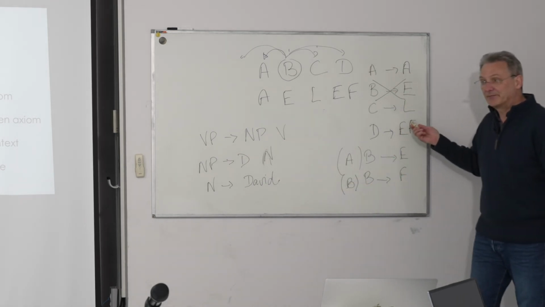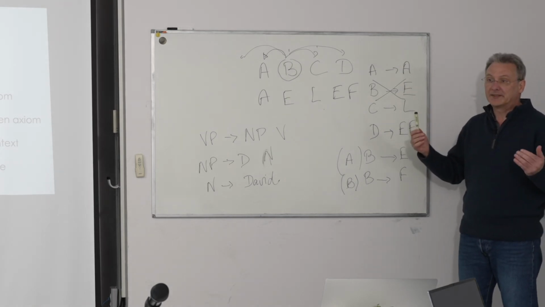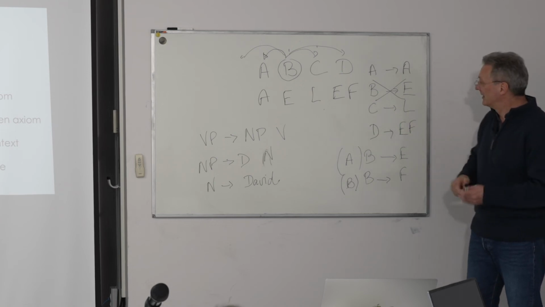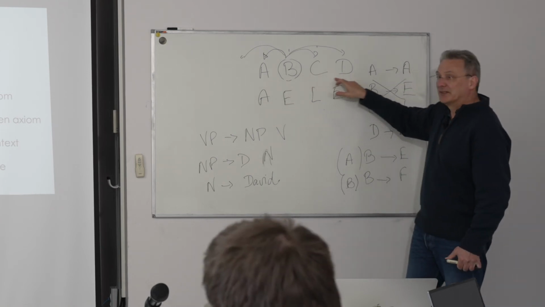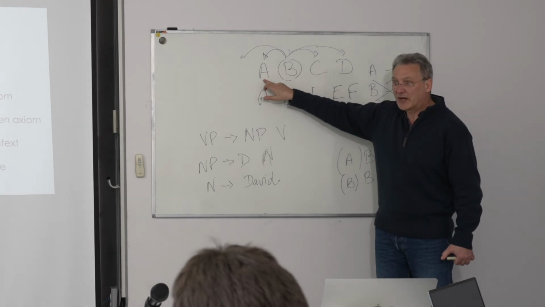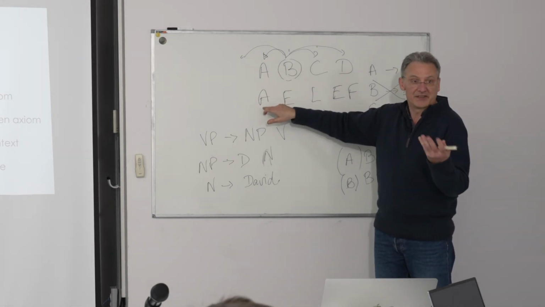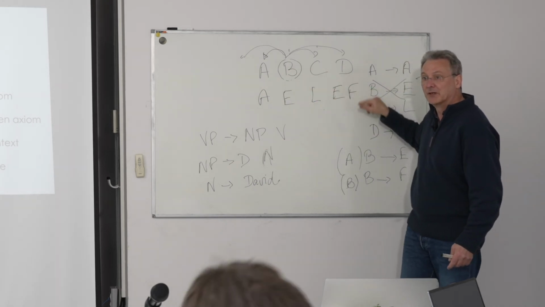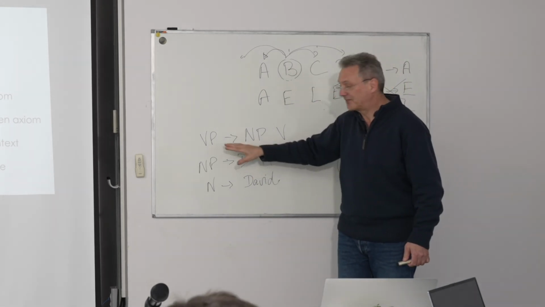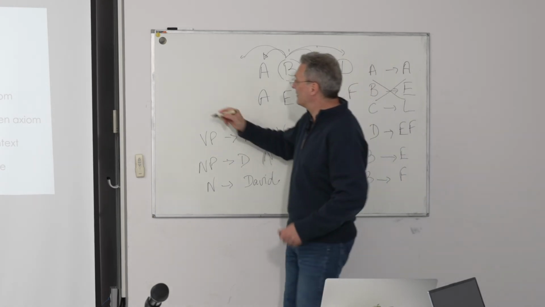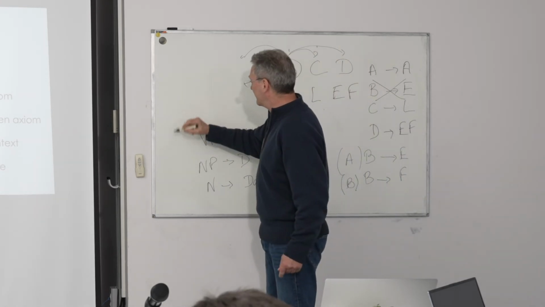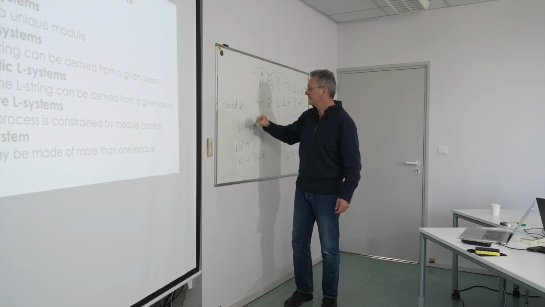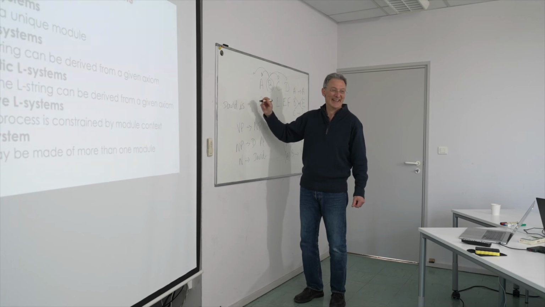In the case of L systems, the rules are all applied in parallel. I didn't mention this before, but it's a good moment to say it. Meaning that if I have a string like this, I will rewrite each of the symbols at the same time. It's the homomorphism that says this is parallel. In natural language, it's not like this. Let's say you have: David is drinking.